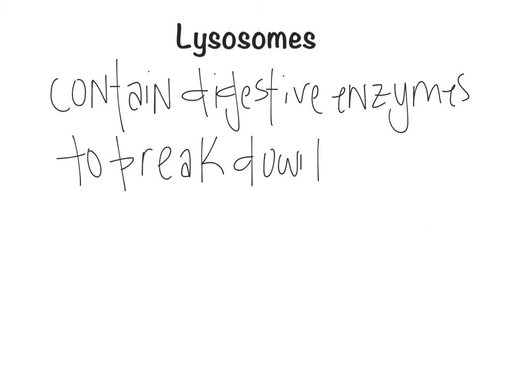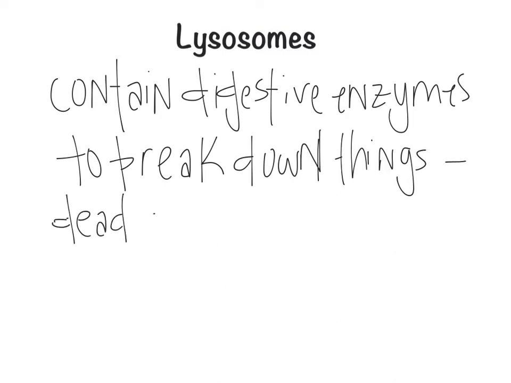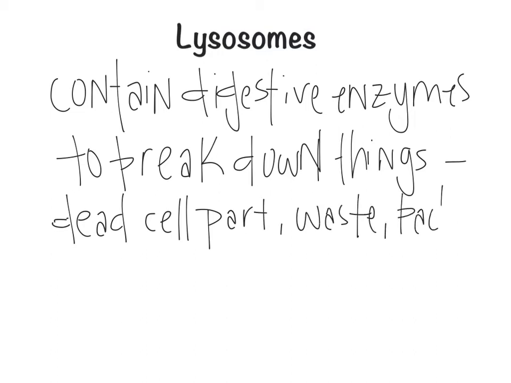So normally this is like dead cell parts that need to be digested. It could be like waste products. It could be like bacteria, like bad stuff. So normally these are going to be used to break down that stuff. And like I said, they normally look like little small spheres, very similar to like a vesicle or something like that.